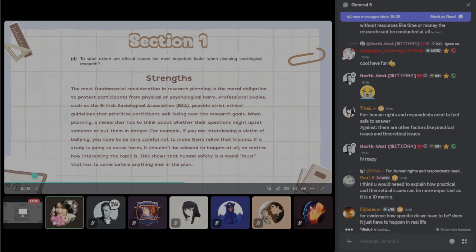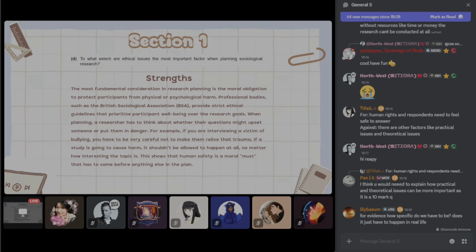For evidence, how specific do we have to be? You can give an example as evidence, for example, a case study. Here I wrote about interviewing a victim of bullying, that can be evidence. And if you elaborate more, like because of this, if you are interviewing a victim of bullying you have to do this, and just explain more. Here I wrote be very careful not to make them relive that trauma, and then you can explain further about how it's linked to ethical issues.